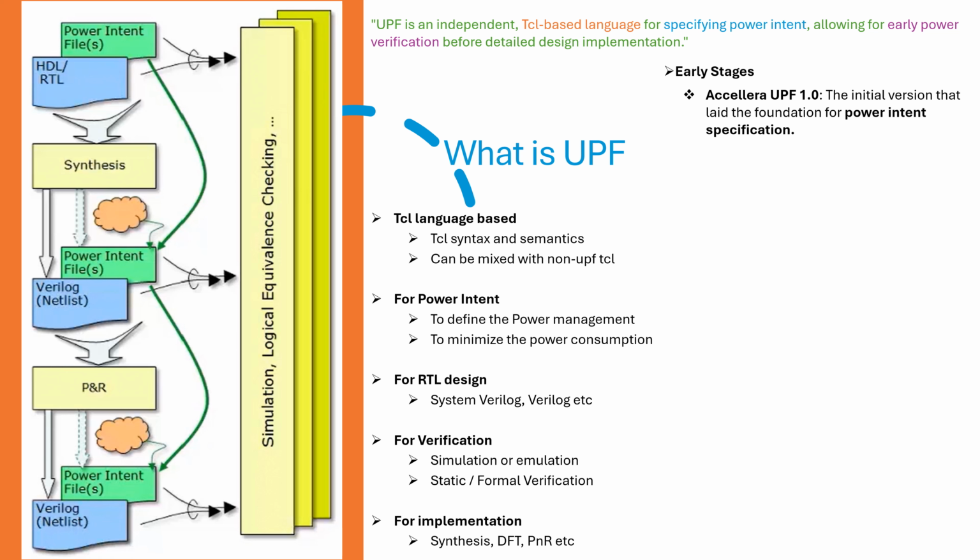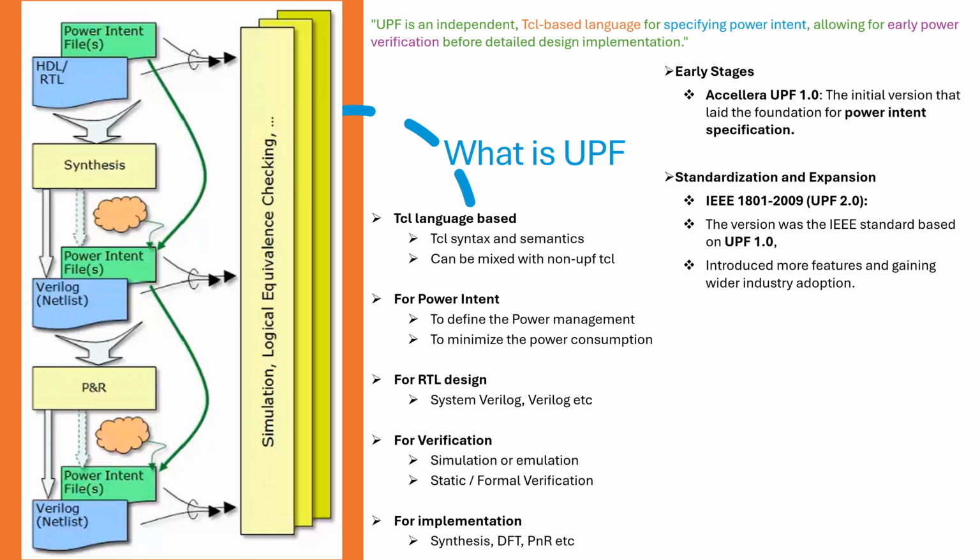So let's see how it evolved. It all started, this standard or format, with Accellera UPF 1.0. It was the initial version that laid the foundation for power intent specification. The next evolution is that it became an IEEE standard, with UPF 2.0.